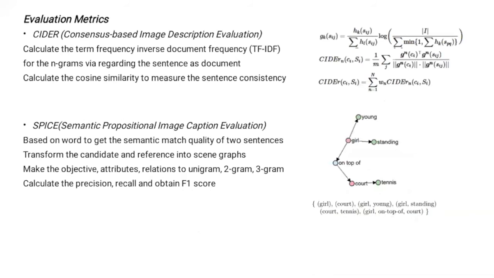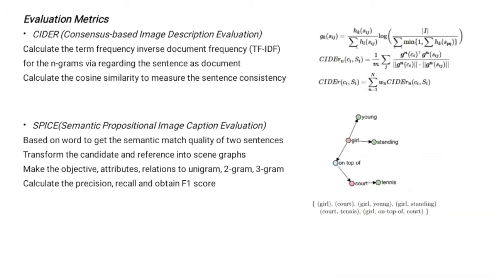CIDEr is a consensus-based image description evaluation. It introduced term frequency-inverse document frequency as a weight for the n-grams. They regard the sentences as documents, then calculate cosine similarities to measure the sentence consistency.